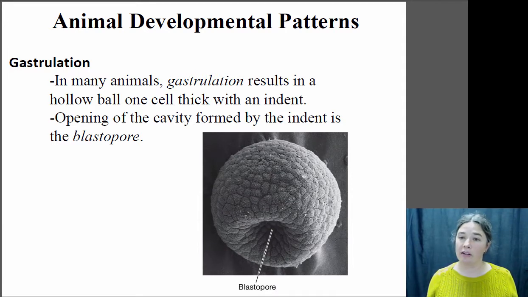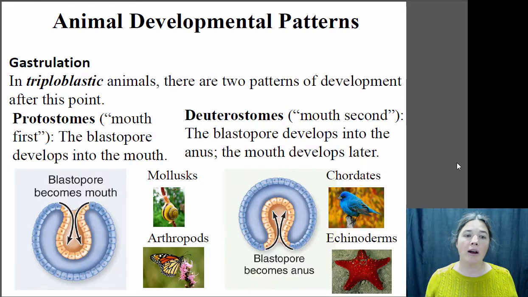Now, the fate of the blastopore can be different. So remember, this is the first opening to the digestive system. In most animals, the digestive system is a tube. In fact, in all triploblastic animals, the digestive system is a tube. And so the first opening to the digestive system is either going to form the mouth or it's going to form the anus. And so if the blastopore becomes the mouth, then that animal is called a protostome. Proto means first, stome means mouth, so mouth first. And so some examples of protostomes are the mollusks and the arthropods.